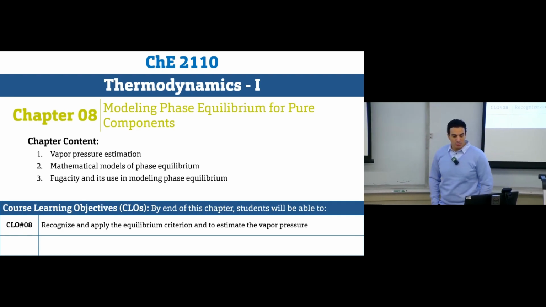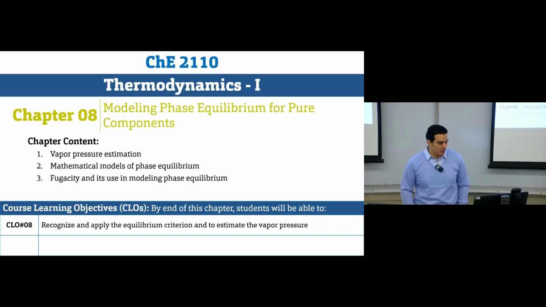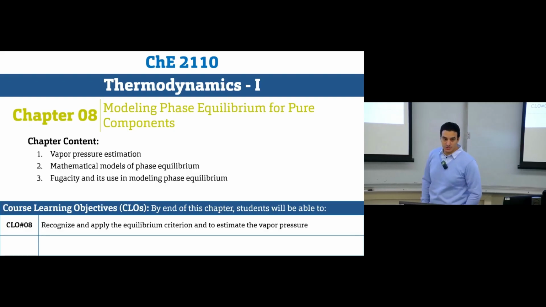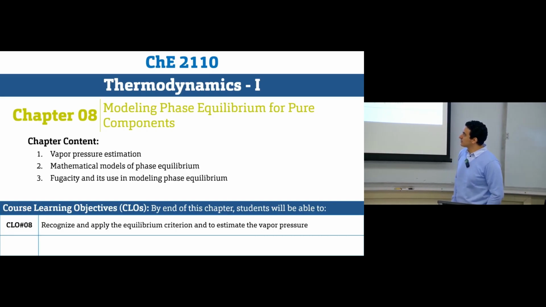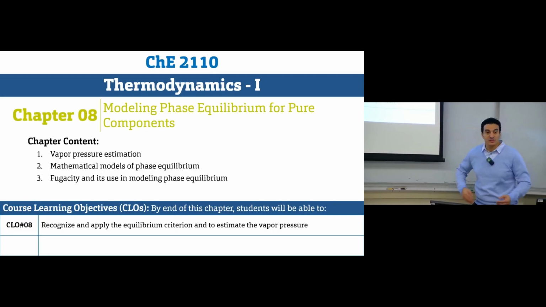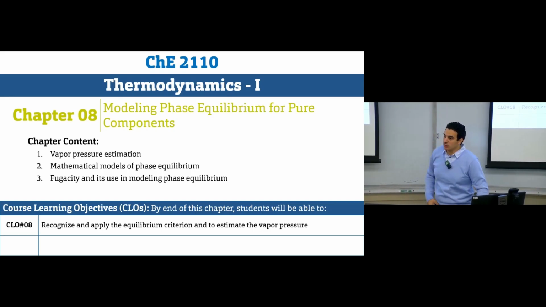And in this chapter, we will talk about modeling phase equilibrium for pure substances. In this chapter, we have 3 points we need to cover. We will start with talking about how we can calculate the vapor pressure, and then how we can use mathematical models to model phase equilibrium to find this vapor pressure in case we can't use the equation that we will discuss in the first point of this chapter.